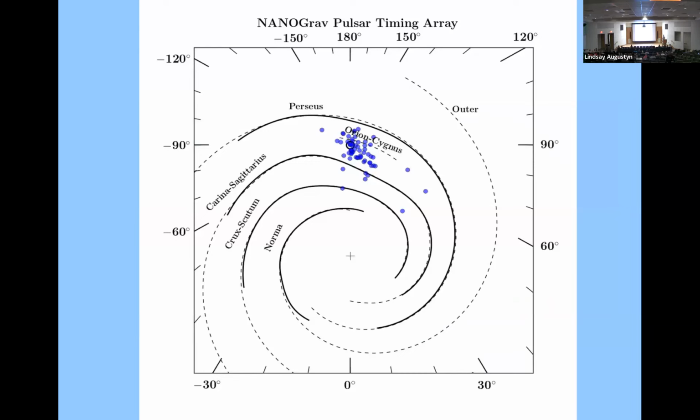And as we find new pulsars, we continue to add them. We do perform more surveys. We find pulsars that are farther and farther out. We're continuing to add more and more to our array.